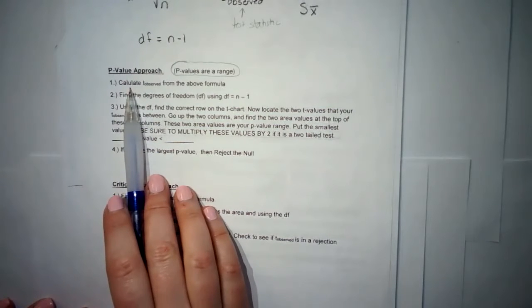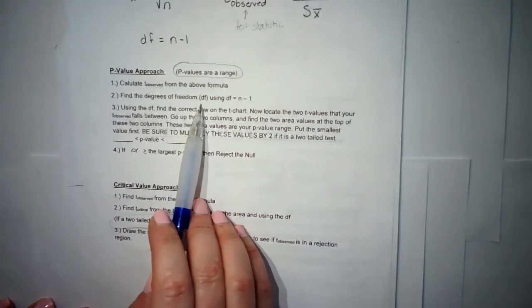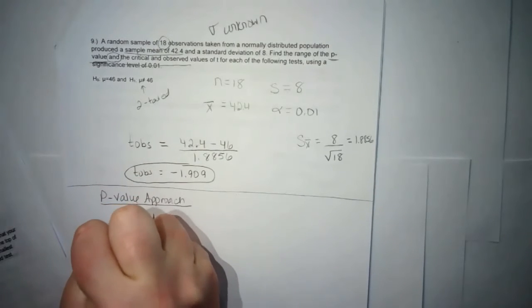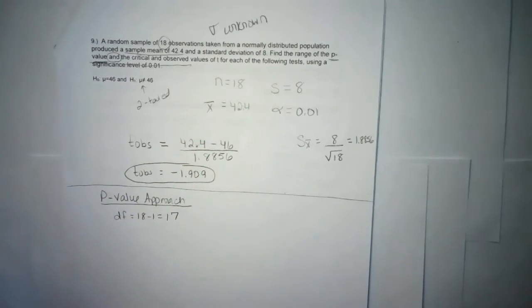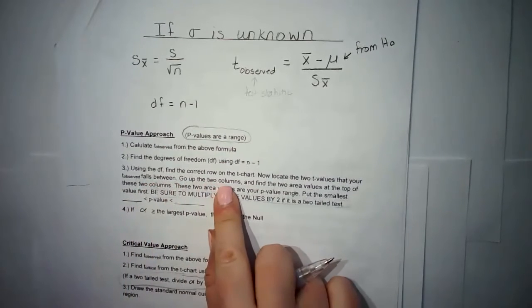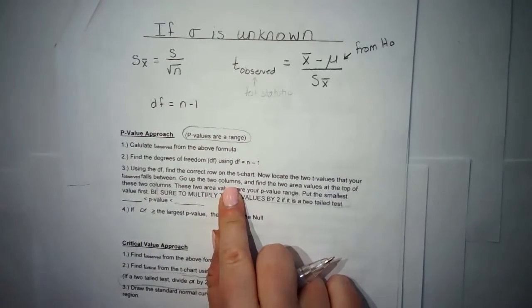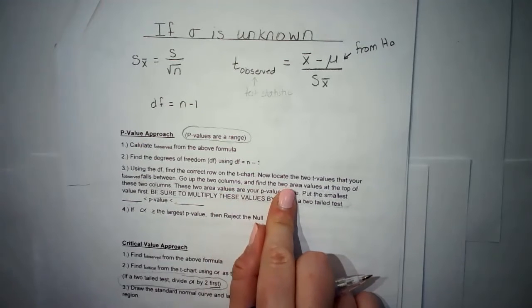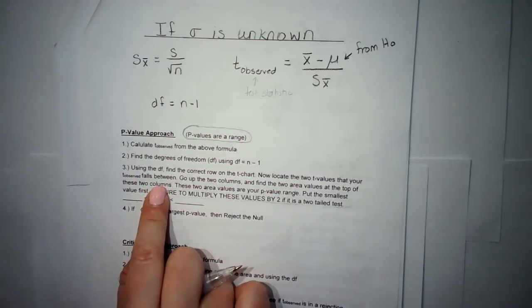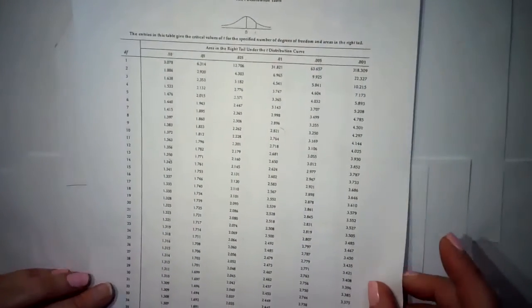Okay, we found t observed. We're going to find our degrees of freedom. That's just n minus 1, right? So degrees of freedom is going to be 17. All right. Now, next thing it says, using degrees of freedom, find the correct row on the t-chart. Okay, so I've got to get my t-chart. Locate the two t-values that your t-observed falls between. Okay, so here's my t-chart.